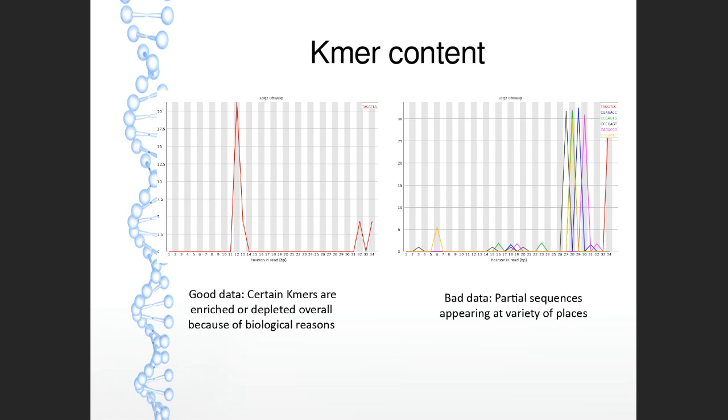Now, if we find that we have particular k-mers, particular short sequences that occur time and time again at one position within our reads, this might be that we have some sort of contamination. So the k-mer content is a slightly more tricky one to grasp, and if you want to find out a little bit more about the k-mer content metric, then I suggest going to the FastQC website and reading the blurb there.